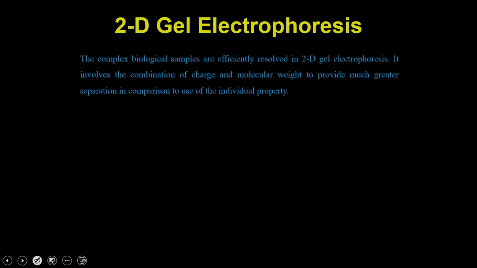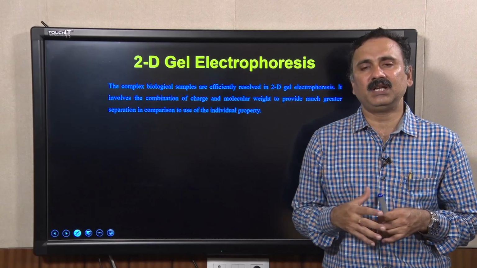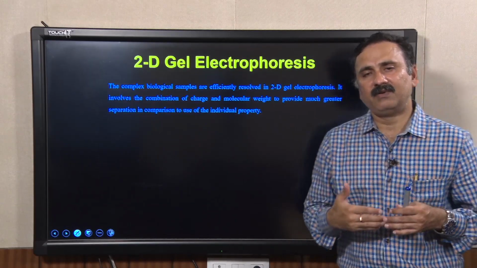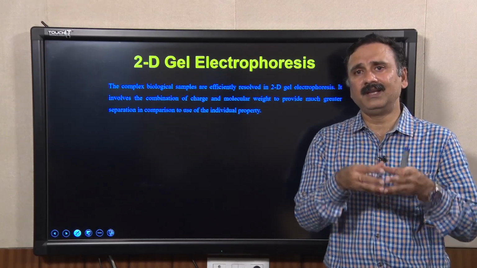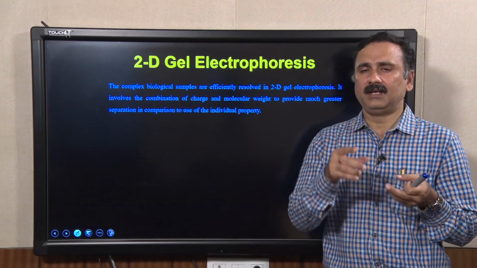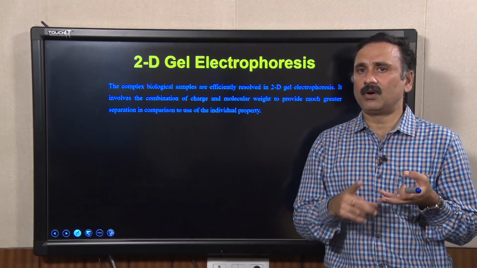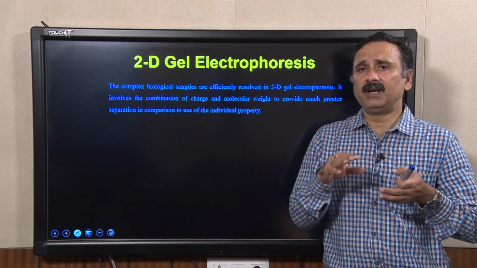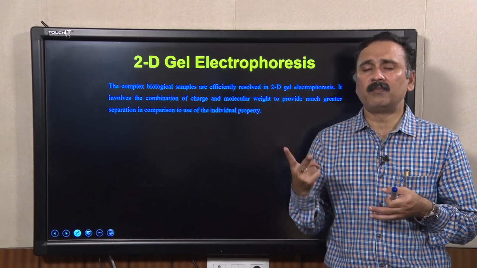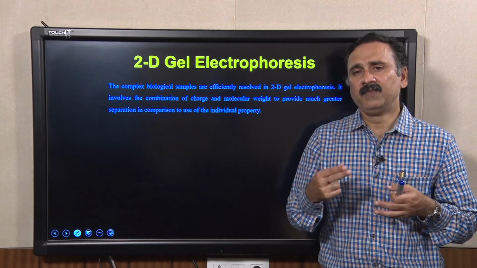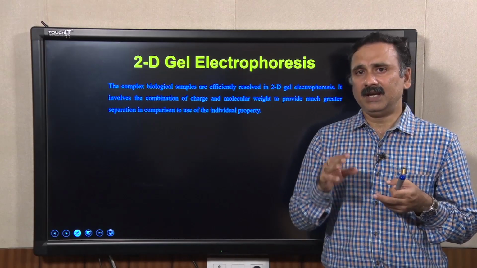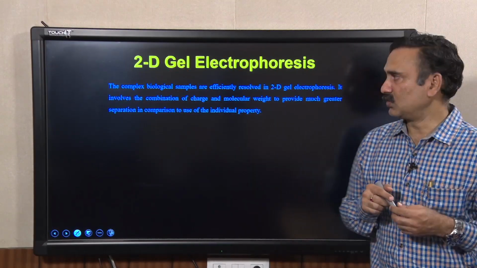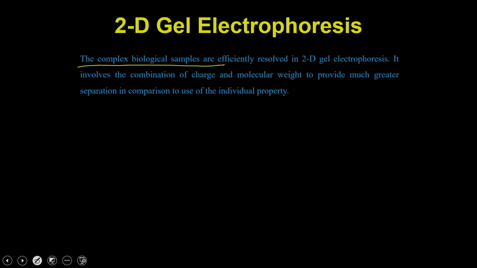Now, let us move on to the next topic, and that is two dimensional gel electrophoresis, because so far we were discussing only gel electrophoresis, but the gel electrophoresis was always utilizing one property, either the charge or the mass or the combination of charge by mass, but it was not utilizing two properties to resolve the samples. So if you utilize two properties to resolve the samples, then it is called two dimensional gel electrophoresis.